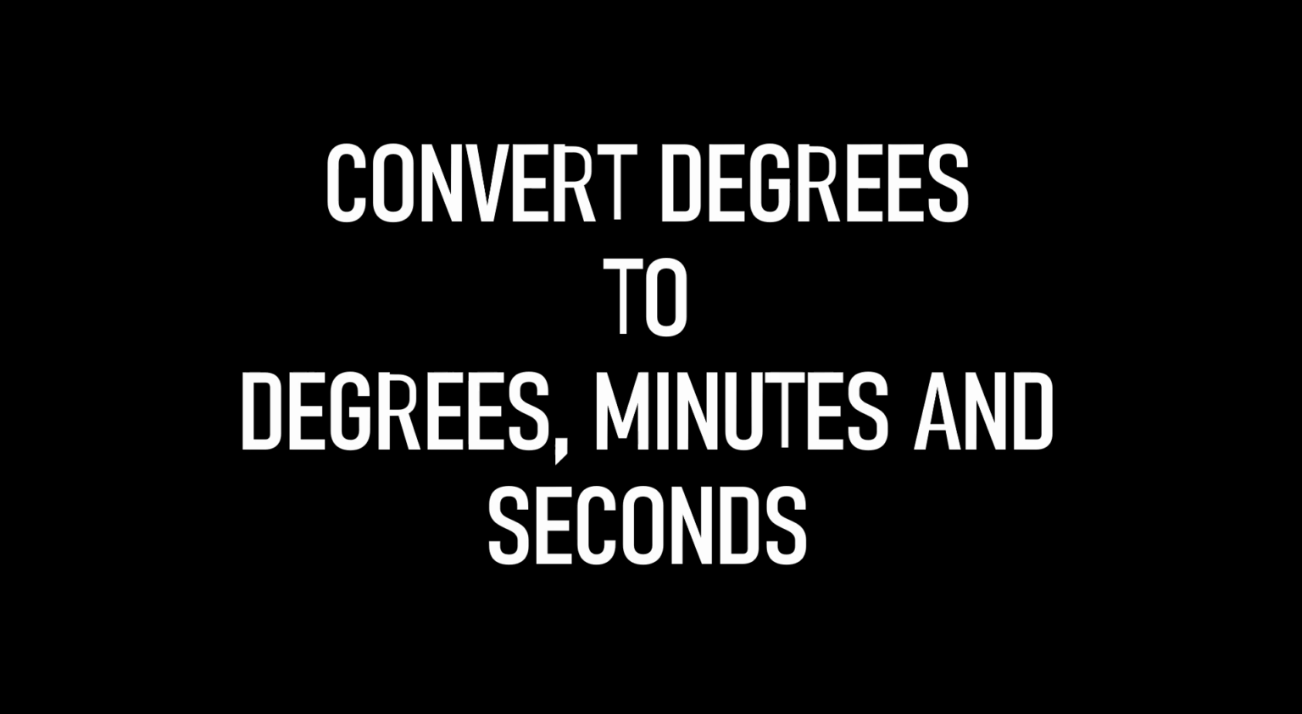Join me for another topic, and this time we are going to talk about converting degrees to degrees, minutes, and seconds. First, we have 63.75 degrees. We wish to convert that one into degrees, minutes, and seconds. So we have to bear in mind the different unit conversions. We have 1 degree that's equal to 60 minutes, and 1 minute that's equal to 60 seconds.